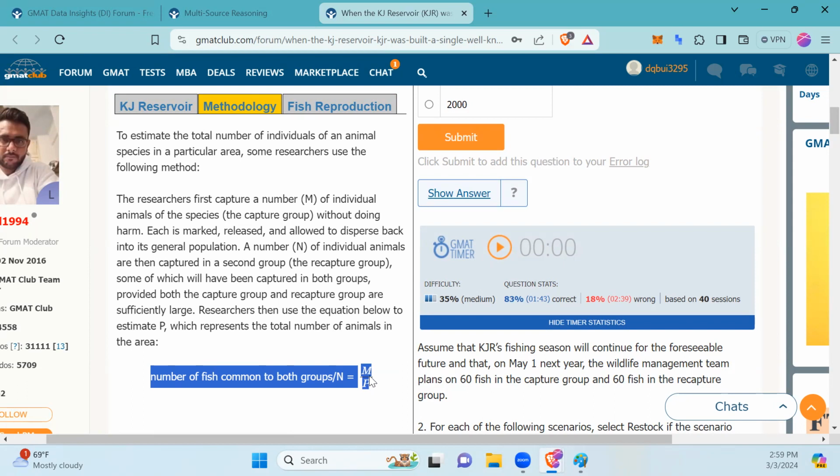The first group is going to get tagged so that in the second group, they're going to figure out which fish of the first group got recaptured. The ratio of recaptured fish in the second group would be equal to the ratio of the first group to the total population. So you're going to need the number of fish in the first group, the number of fish in the second group, and the number of fish that are mutual, that are in both groups, to find the total population, basically.